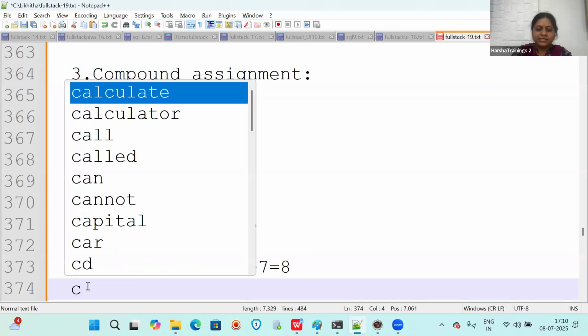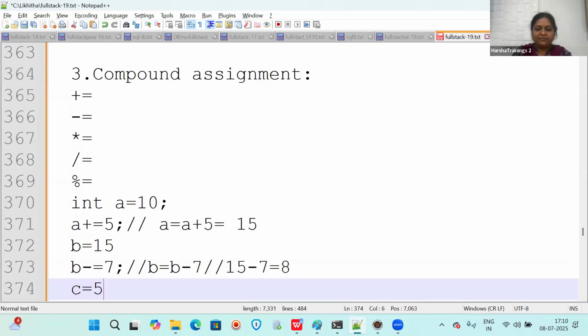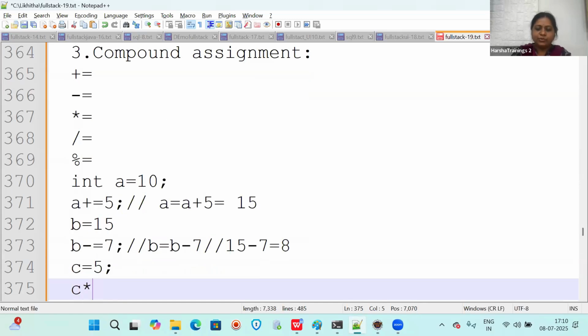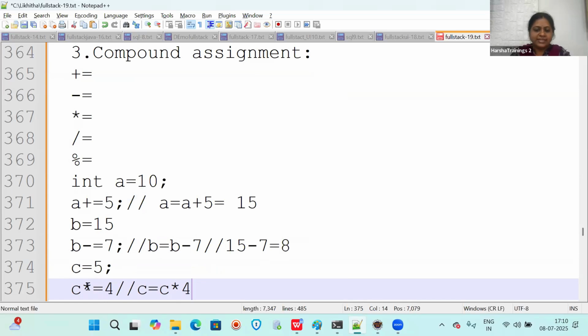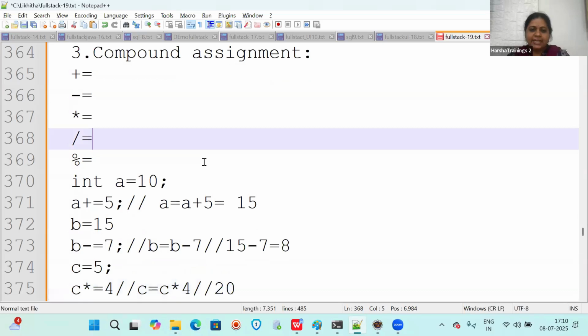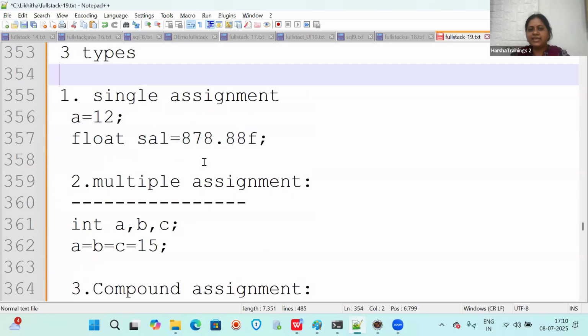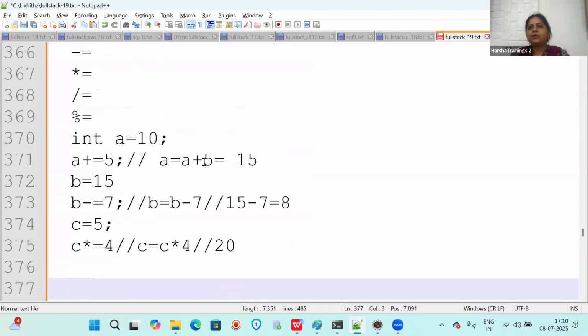Suppose I am writing c is equal to 5, and then you write c multiplication equal to 4. What is the answer? 20. That means c is equal to c into 4. C is already 5, and 5 fours are 20. Got it? The same thing is followed for division as well as modulus. So these are the three types of assignment operators we have: single, multiple, and then what? Compound assignment. Now let us write one example on this compound assignment.